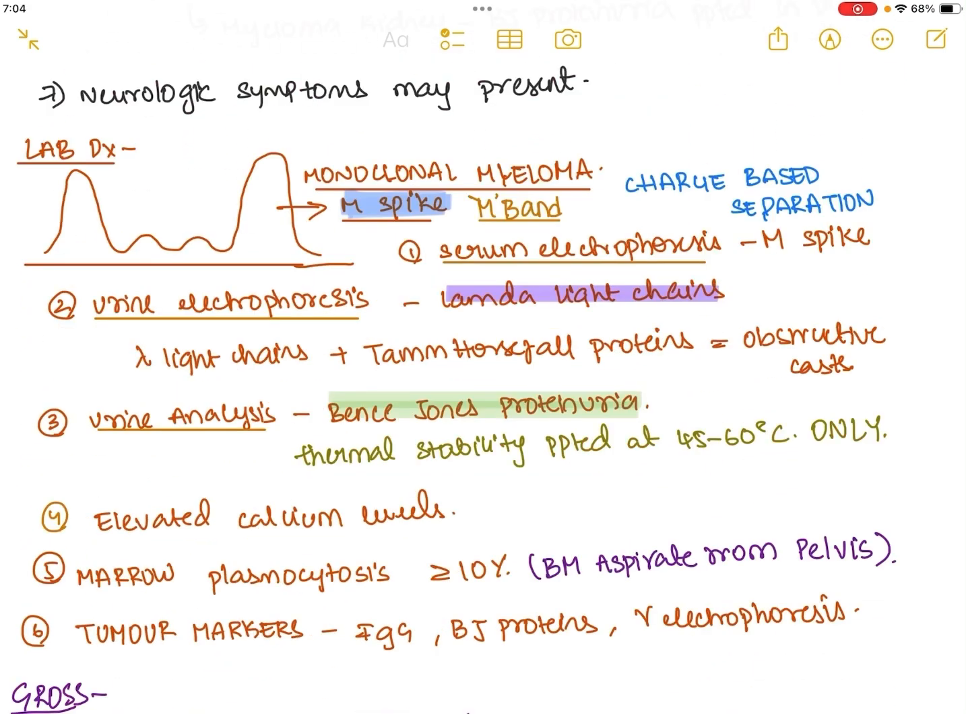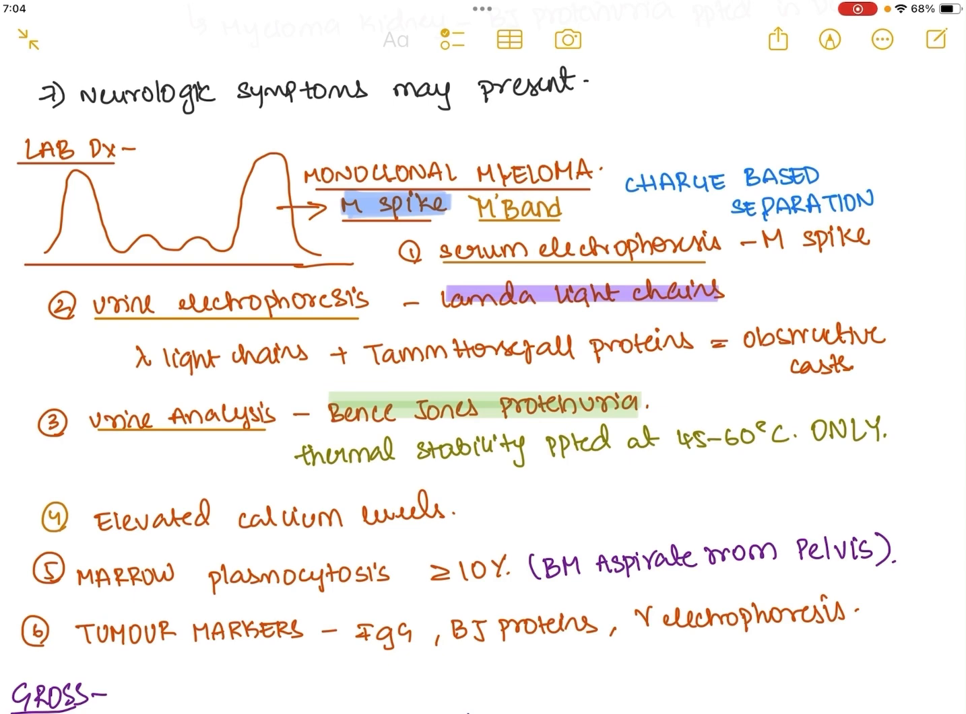Now, lab diagnosis. First, we'll do the serum electrophoresis. You can see this M spike or M band. This serum electrophoresis is based on charge-based separation. Now coming to the second thing, which is urine electrophoresis, you can see these lambda light chains. These lambda light chains mix with Tamm-Horsfall proteins, leading to obstructive casts, which causes cast nephropathy. Urine analysis, you can see this Bence Jones proteinuria.